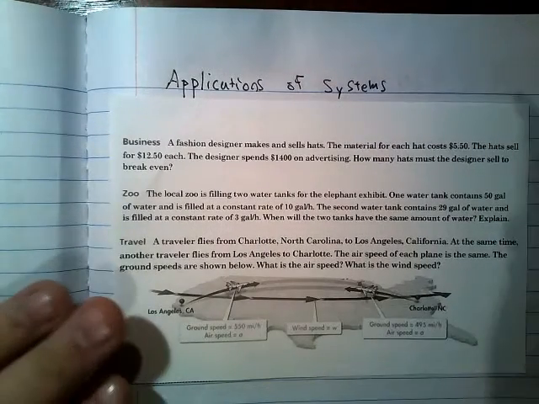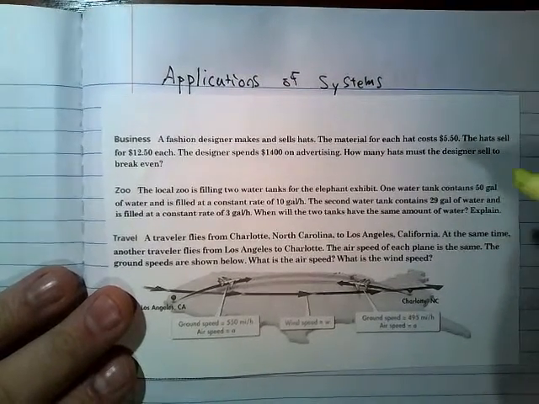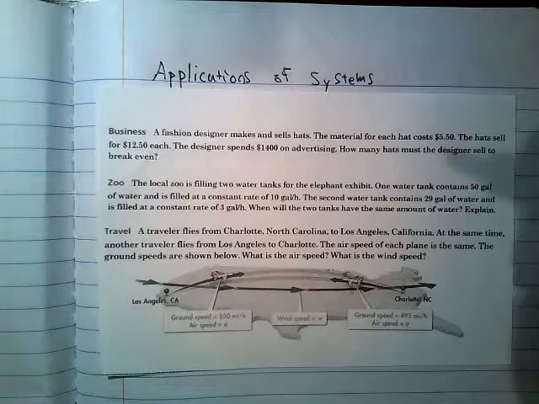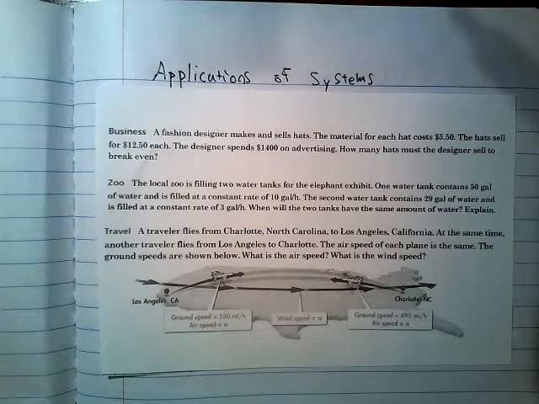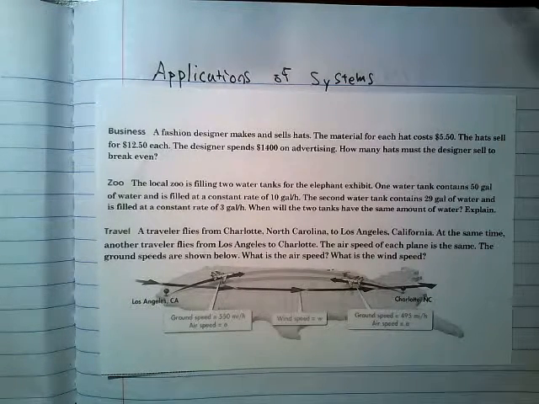Now, just looking at this first problem, whenever we have a system of equations, we're going to have 2 different sets of information. This one here, this business problem, let's read it out. It says a fashion designer makes and sells hats. The material for each hat costs $5.50. The hat sells for $12.50 each, and the designer spends $1,400 on advertising. How many hats must the designer sell to break even? So we're going to separate this information into 2 separate sets of information so that we can get 2 separate equations.